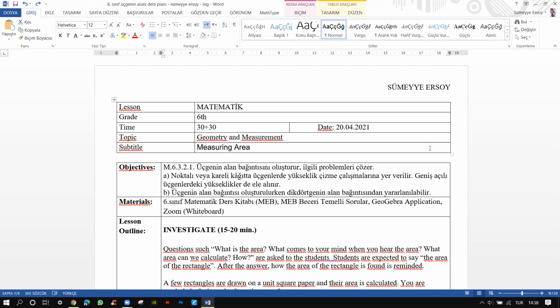The time is for 2 lesson hours, which are 30 and 30 minutes. I will teach the lesson 28 April. The topic was geometry and measurement. Subtopic is measuring area. Objectives here.